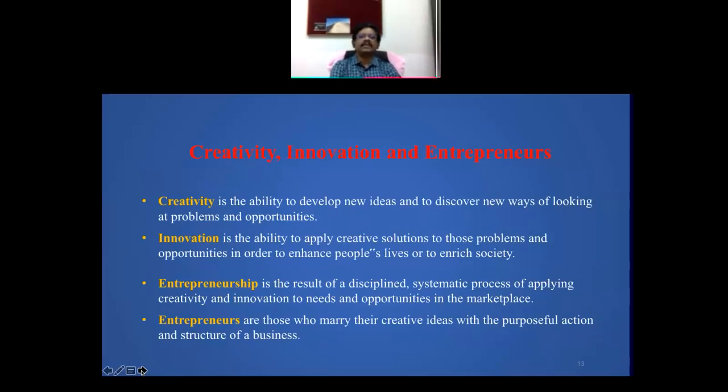So when you look at creativity, innovation, and entrepreneurship, how these three are very much related to each other, let us try to understand, right? Creativity is the ability to develop new ideas and to discover new ways of looking at problems and opportunities. When you look at creativity, we have the imagination power. Imagination gives us the source and the channel to come out to creativity, right? We'll get an idea.